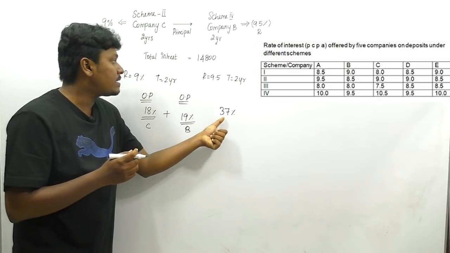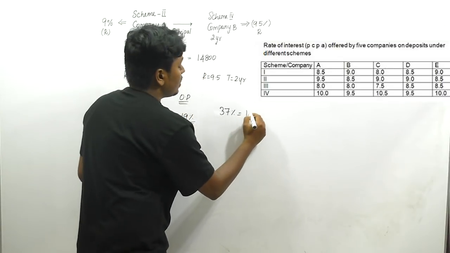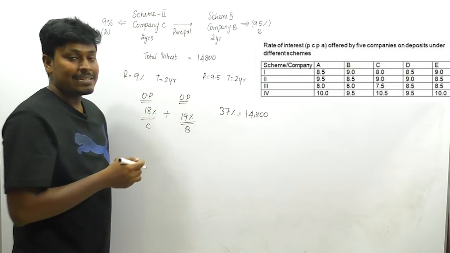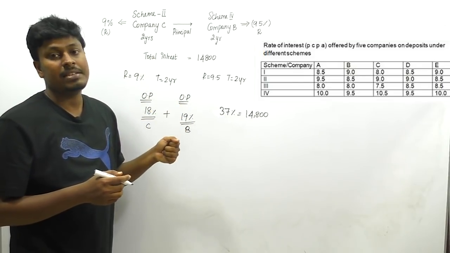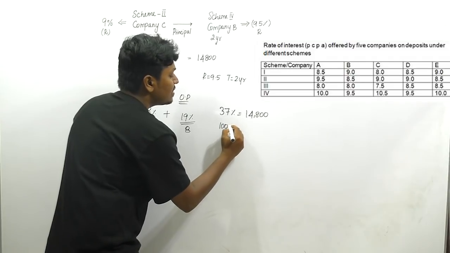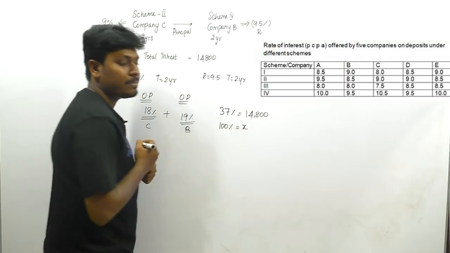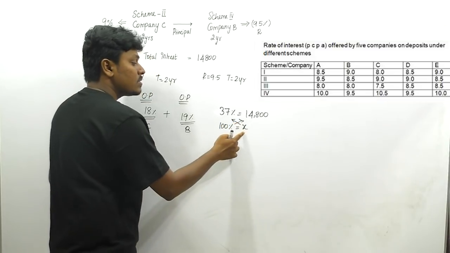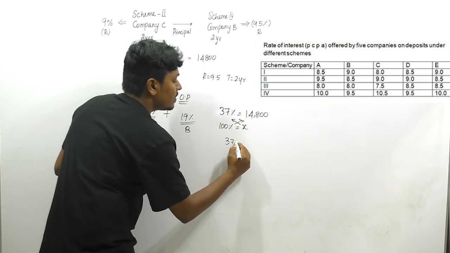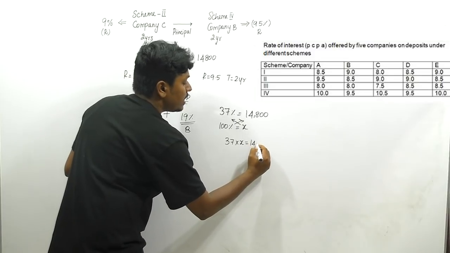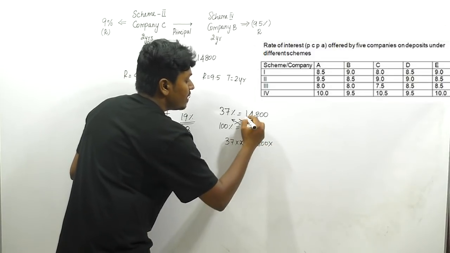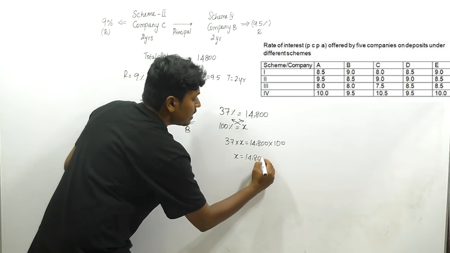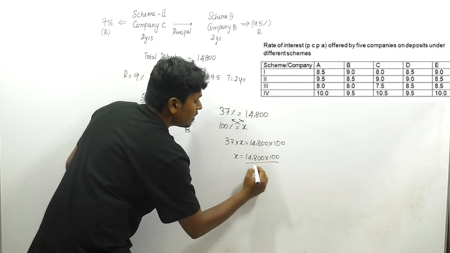So the overall interest amount they have given is 14,800. Our target is to find what Mr. X deposited, that is the principal amount, the initial amount. So we can take the amount initially deposited as 100%, right? I have already taught you many sums to cross multiply like this. So 37 into X is equal to 14,800 into 100. So X is equal to 14,800 into 100 divided by 37.